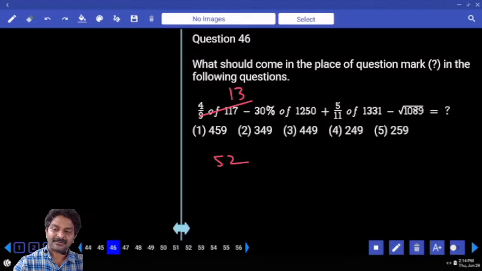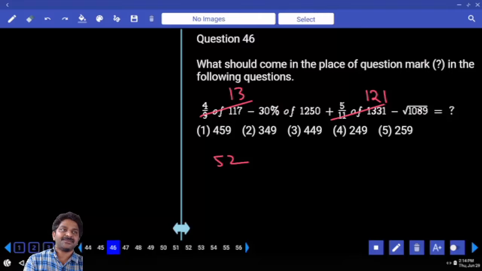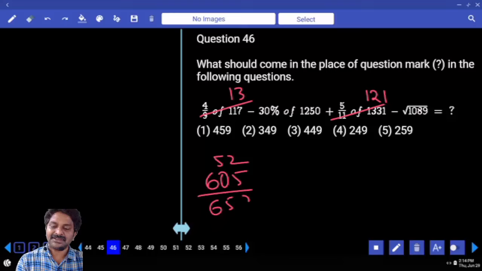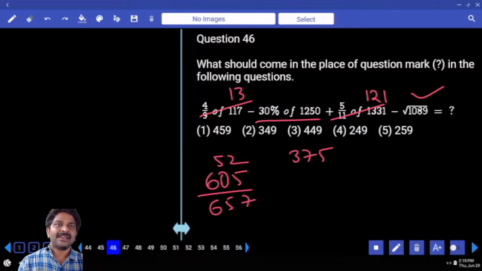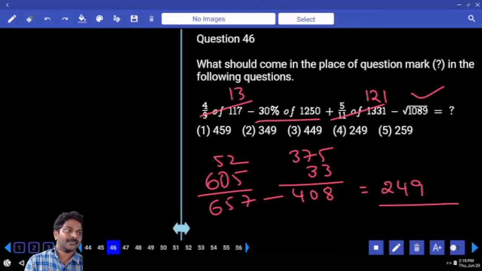Let's write positive numbers now. 11, 11 cube, 11 square, 121. 5 times, 10 times and half of it. 10 times is 1210. Half of that number, 605. So the positive numbers sum is 657. Now negative numbers. 30% of 1250, 10% three times, 375. And then the last one, 1089. How much is that? 33. Sum of both the negative numbers, 408. If you subtract it, answer 249.